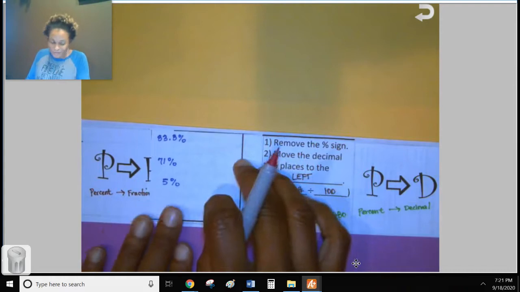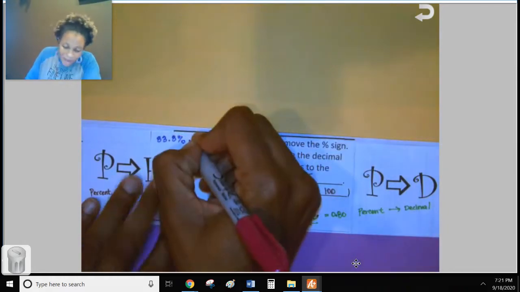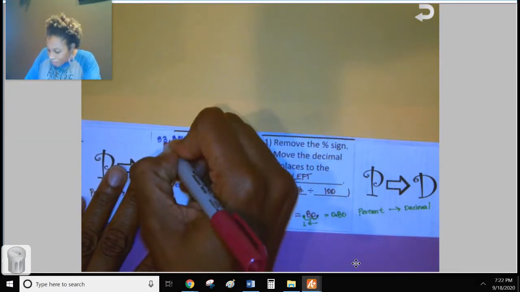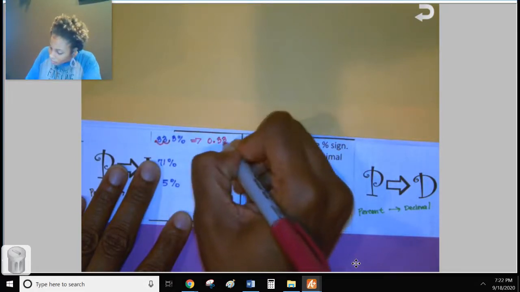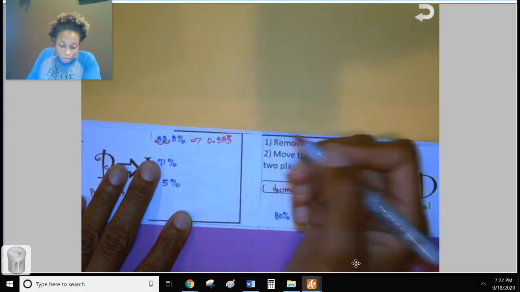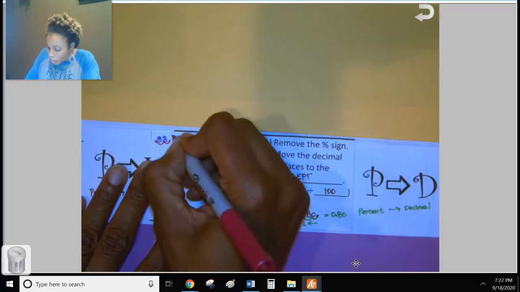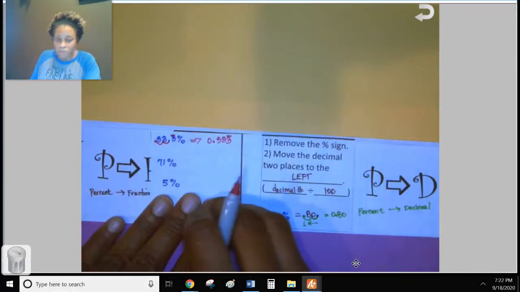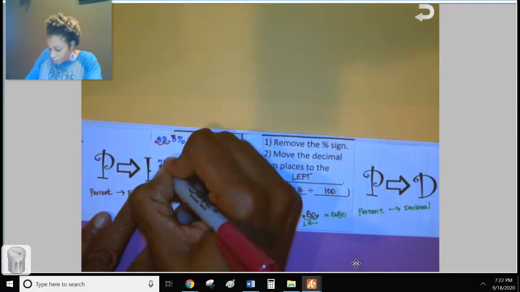Back so soon? I know, it was so easy, right? So we're going to jump in here. I'm not going to rewrite it. I'm just going to cheat a little bit. 2 places to the left, 1, 2. So this would become 0.333 with a bar over the 3, because technically this is a repeating decimal. There should have been a bar over this 3. Repeating decimal.